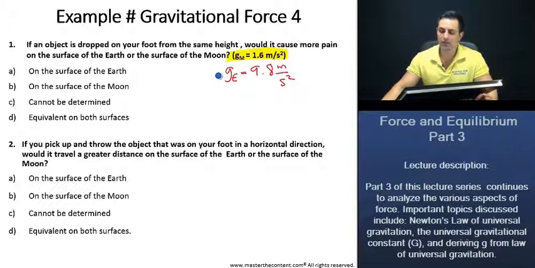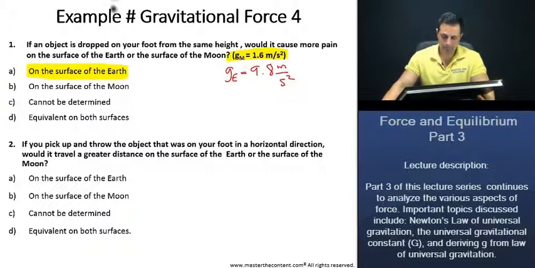Thus, we can safely say that you would feel less pain on the surface of the Moon, because when the object makes contact with your foot, it's going to be making that contact with a slower velocity. Because of that, it's going to hurt less on the Moon, and it'll hurt more on the surface of Earth. So if we read our question again, if an object is dropped on your foot from the same height, would it cause more pain on the surface of the Earth or the surface of the Moon? It's going to cause more pain on the surface of the Earth. So A is our answer in that scenario.